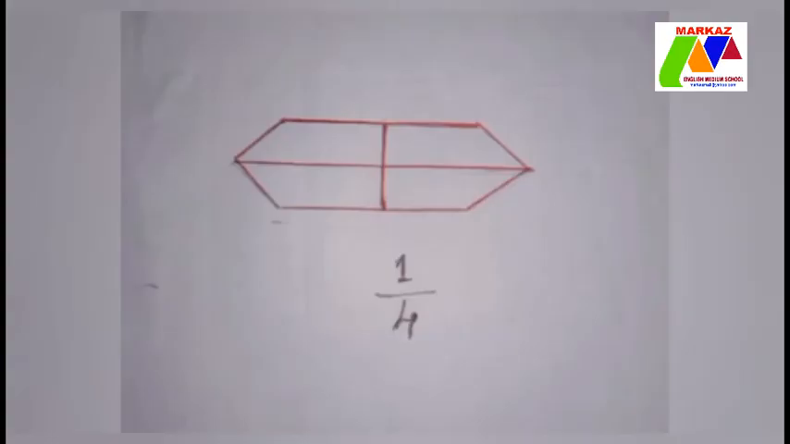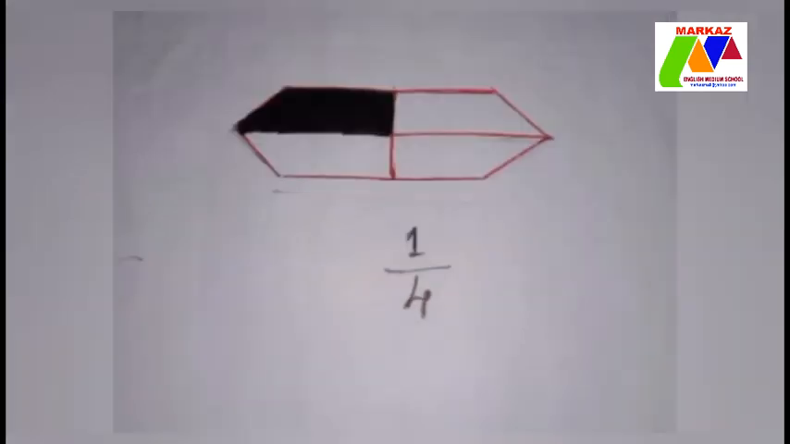How can you shade this figure to show the fraction 1 by 4? This figure is also divided into 4 equal parts. So we need to shade one part out of these 4 parts. This is 1 by 4 of this shape.